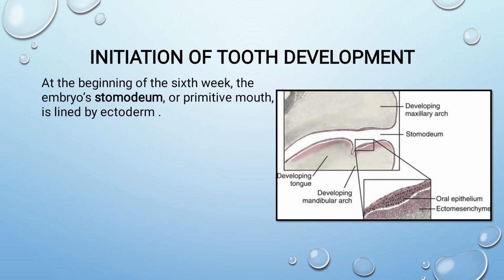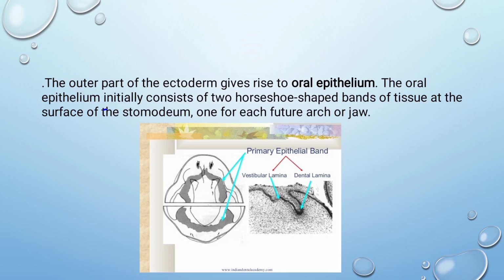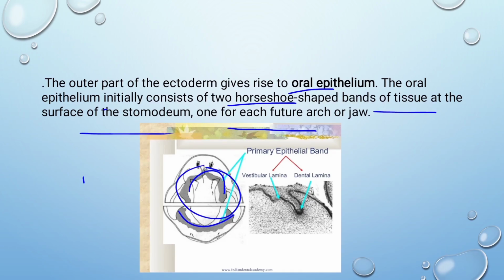At the beginning of 6th week, the embryo stomodium or primitive mouth is lined by ectoderm. The outer part of the ectoderm gives rise to the oral epithelium. The oral epithelium initially consists of two horseshoe-shaped bands of tissues. These are horseshoe-shaped structures at the surface of stomodium, one for each jaw. This is known as primary epithelial band.